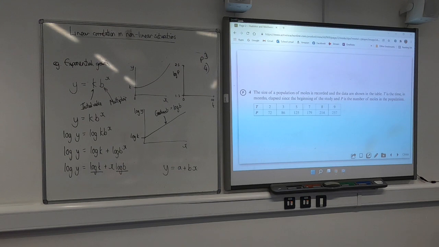Once you've plotted your graph, I'm hoping you're going to estimate the gradient and the y-intercept.